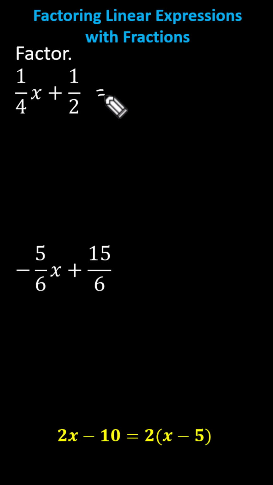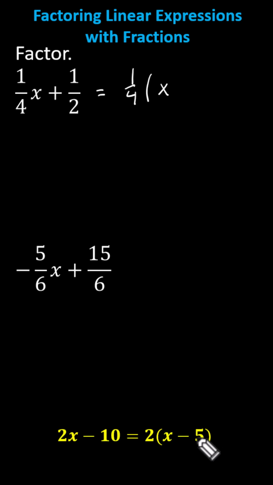Notice we factor out 1/4 from the first term, we're left with one factor of x that does not contain a fraction. And before we determine the constant term inside the parentheses, let's look at the example below where we factored 2x minus 10, which equals 2 times the quantity x minus 5. To determine the expression inside the parentheses, we can take the original terms and divide by, in this case, the greatest common factor of 2. Notice 2x divided by 2 is x. Negative 10 divided by 2 is negative 5, giving us the minus 5.